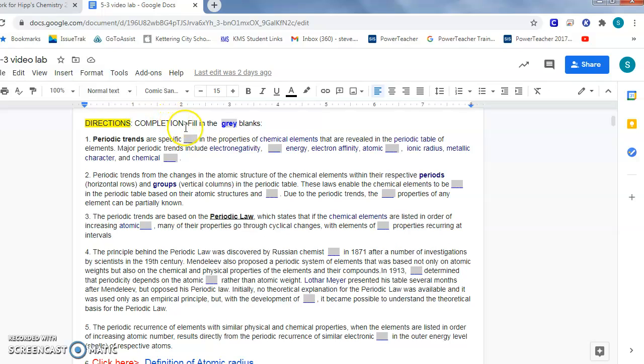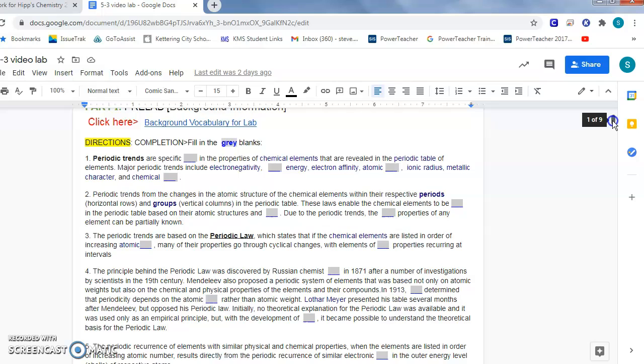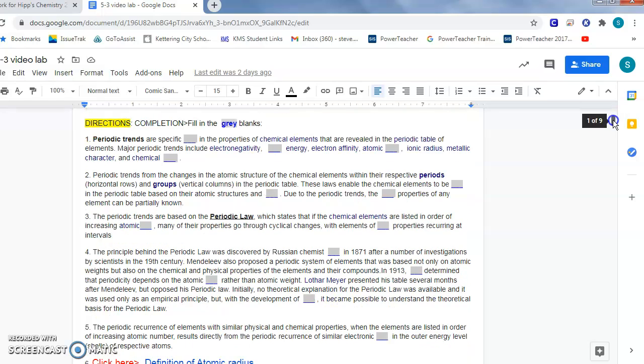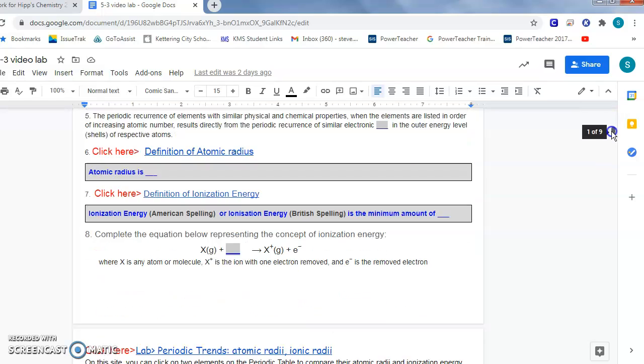So click on that little link there and fill in these blanks, which are copied straight from the information. So when you open this background vocabulary for lab, you'll see these exact paragraphs on that site. Just fill in the blanks there. Then you need to get a definition for atomic radius, since this lab involves atomic radius. And then you'll need a definition for ionization energy. So click on those two.